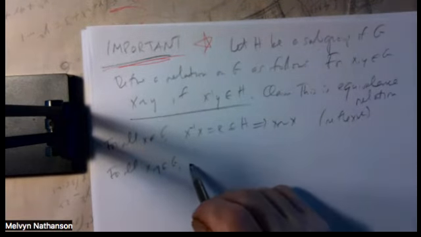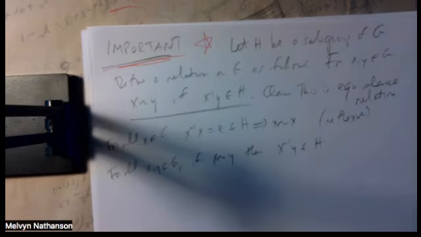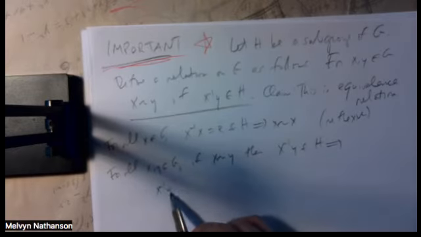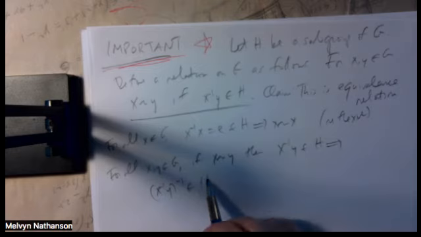For all x and y in the group, if x is related to y, then x inverse y is in H. That's the definition of this relation: x is related to y if x inverse y is in H. But that implies that (x inverse y) inverse is in H, since a subgroup contains the inverse of each of its elements.